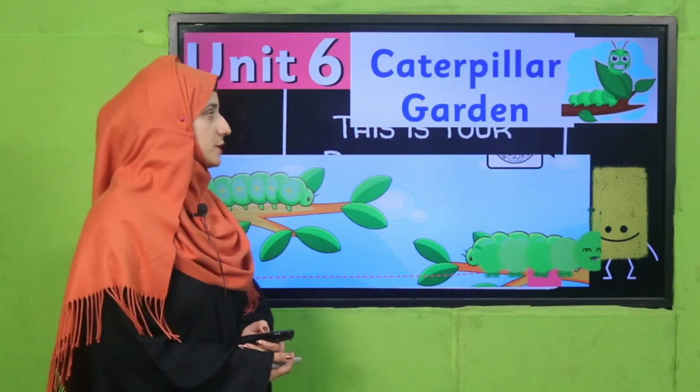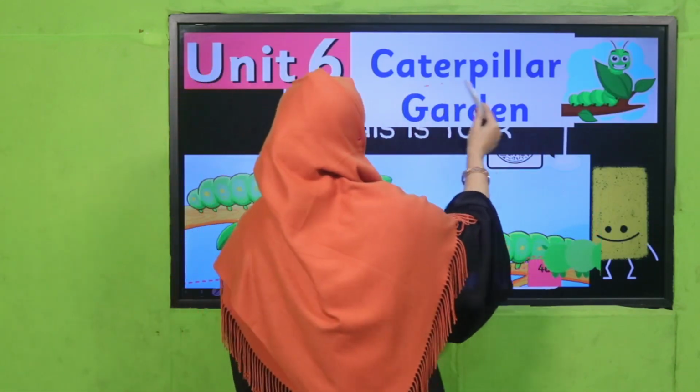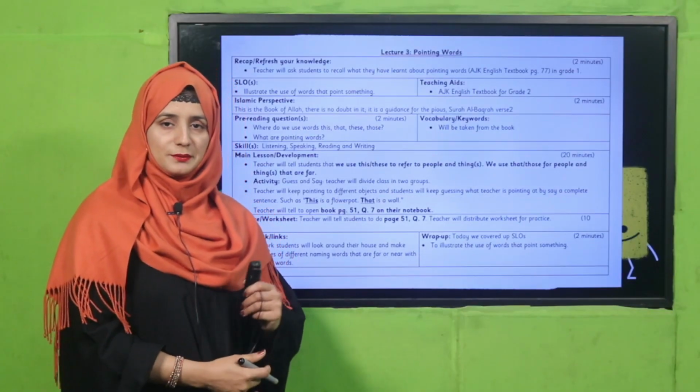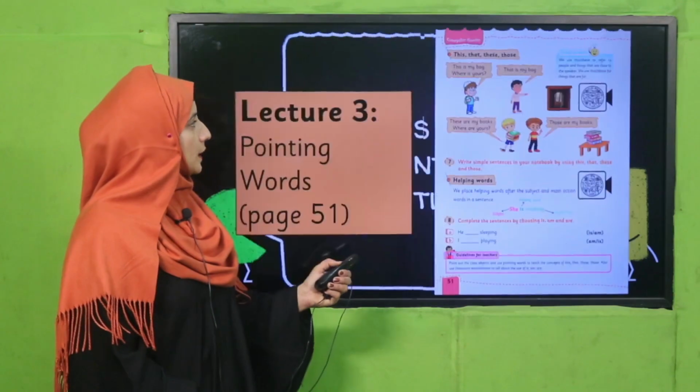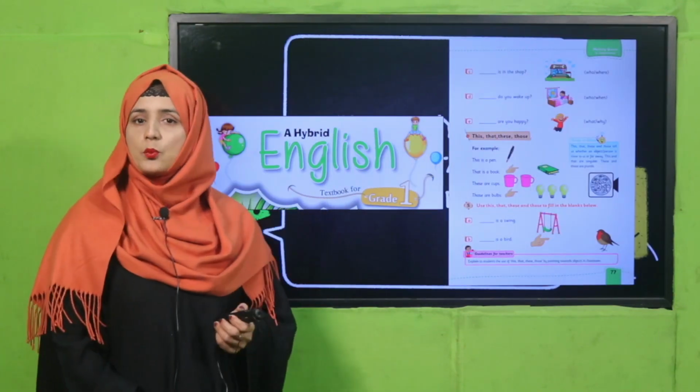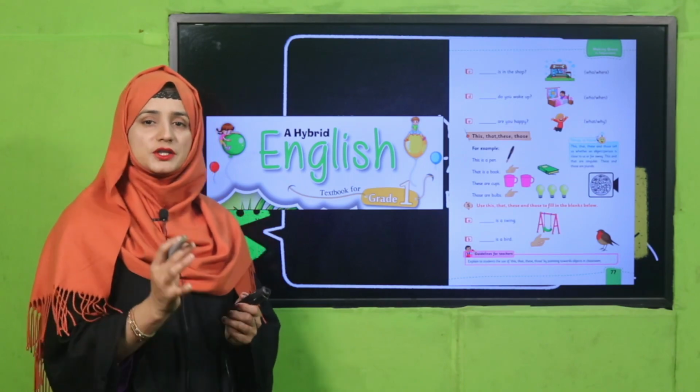And we are learning unit number 6, and its topic is Caterpillar Garden. So yes, my dear fellow teacher, this lesson plan, PowerPoint presentation and worksheet links are given below. You may click it, download it, or you can amend it for your ease. I am going to deliver my lecture according to this lesson plan. In today's lecture, lecture number 3, we will learn about pointing words, how we can point different things.